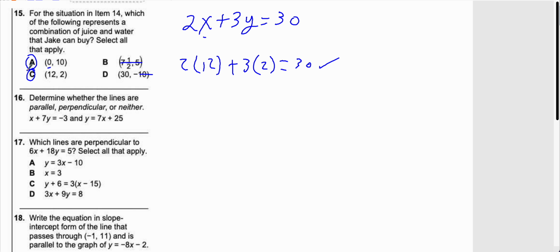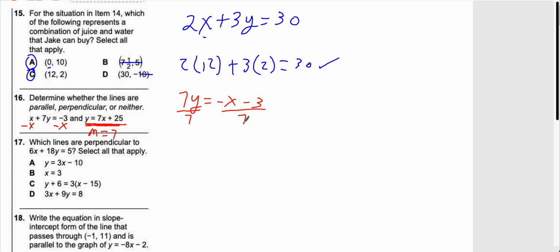Determine whether the lines are parallel, perpendicular, or neither. What's the quickest way to do that? Solve it. Put it into slope-intercept form. This one's already in slope-intercept form, so I know that slope is 7. And you have to take away x, so that would be 7y equals negative x minus 3.